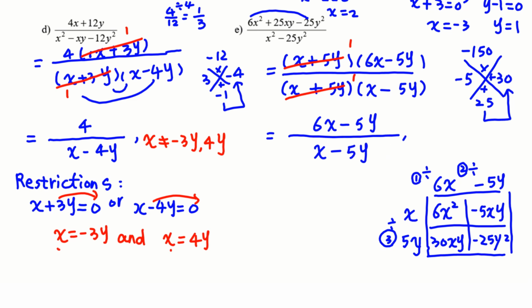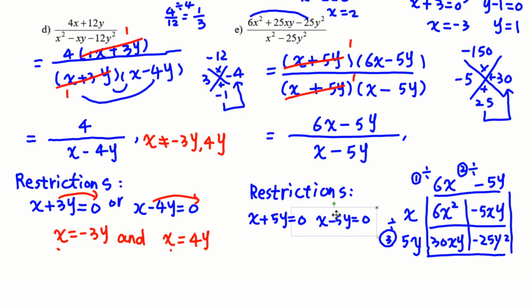Then we need to find restrictions. Restrictions means we are looking for the variable that makes the denominator equal 0. So we let each bracket, each factor of the denominator, equal 0 to find the restriction. Solve for x, the variable. So x plus 5y equals 0 or x minus 5y equals 0. Isolate x, move the 5y to the other side. Opposite operation is minus. And for the other one, minus 5y to the other side is positive.